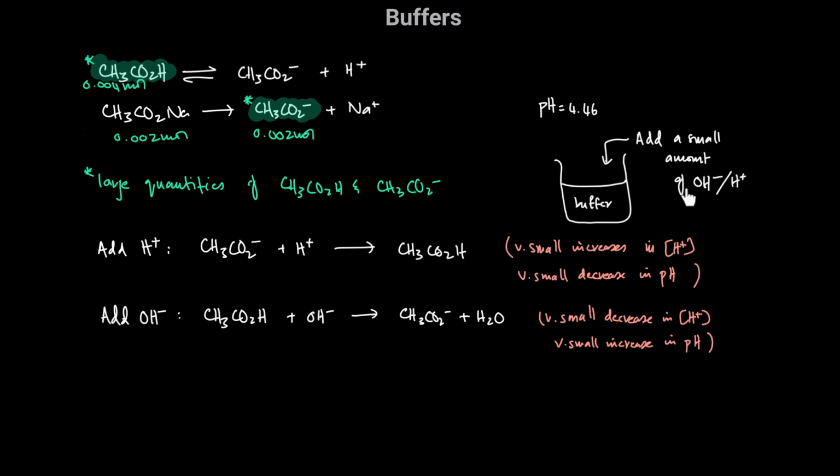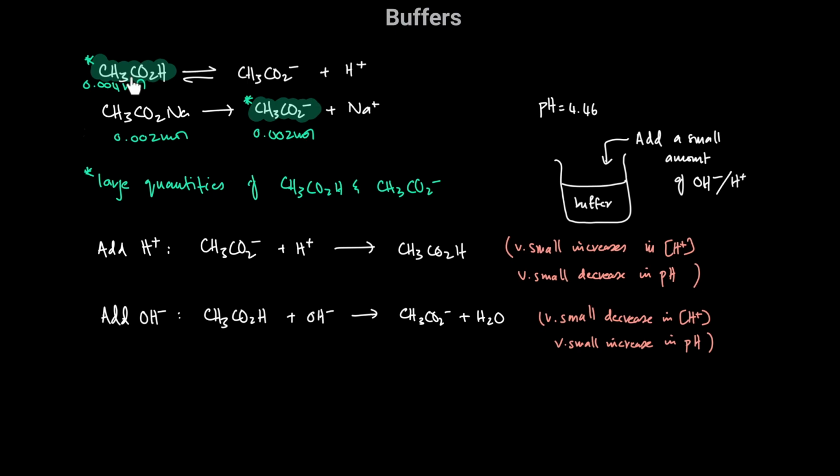So if you add a small amount of acid, because you have a large amount of the conjugate base, that small amount of acid will result in a decrease in pH, but it will be a very small decrease. It will be a very small increase in H+ concentration. Because large quantities of the conjugate base are present, it will react with that little bit of acid you added, and the overall effect on pH will be a very small decrease.